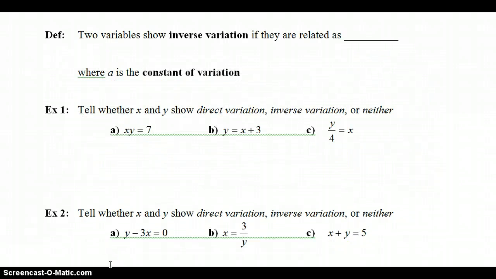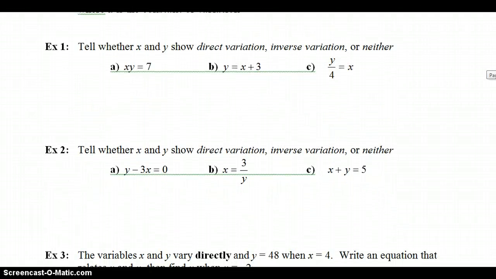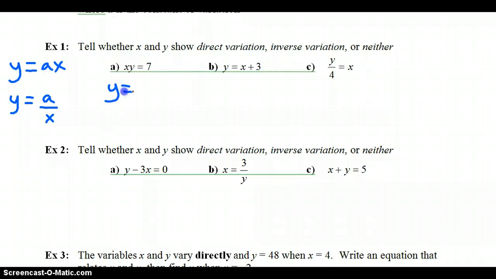So one of the first things that you'll be asked to do is to tell whether or not a function is direct or inverse. So you want to fit them into a model that looks like what we just talked about. So is it a model of a times x, or is it y equals a divided by x? So you can see each one of these. B is set for a y equals, but the other ones are not. So you want to make these solving for y.